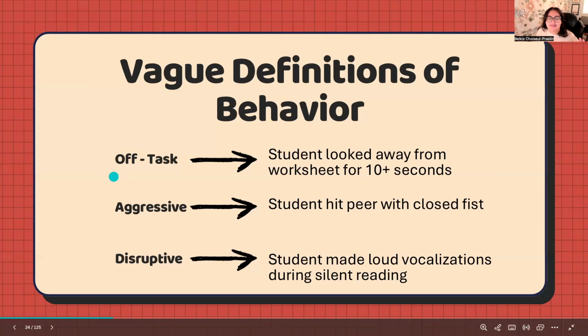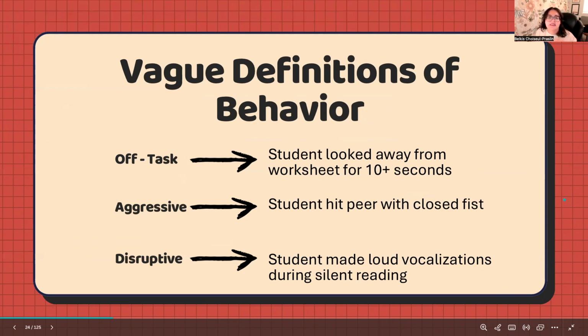So let's look at the off-task example. If we're saying Madison is off task, this could mean so many things. We need to be more specific, like in our previous examples there with Armando. Is Madison doodling on the paper? Is she talking? Is she zoning out and looking away from the paper for a specific amount of time? What's happening there that we are counting as off task?